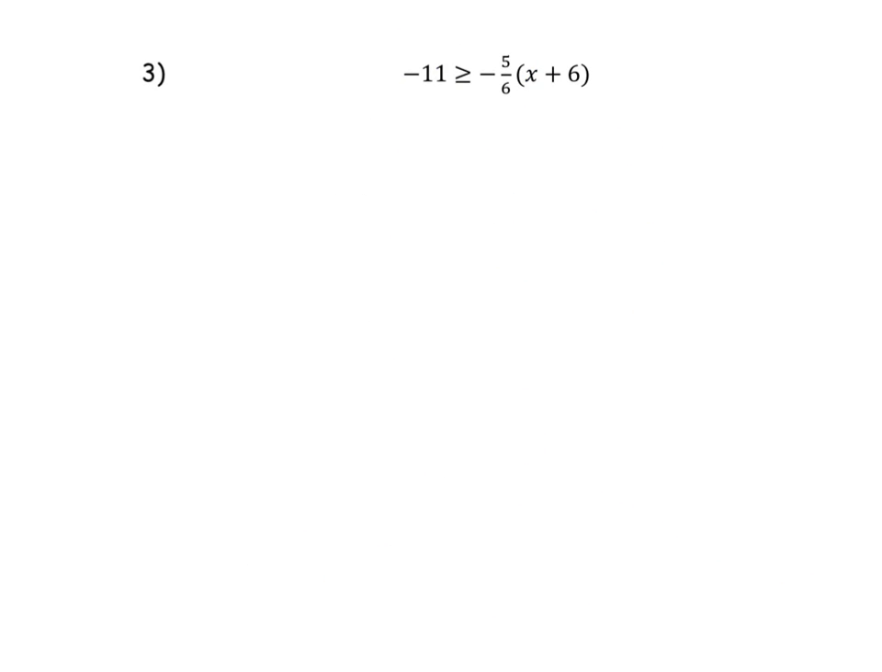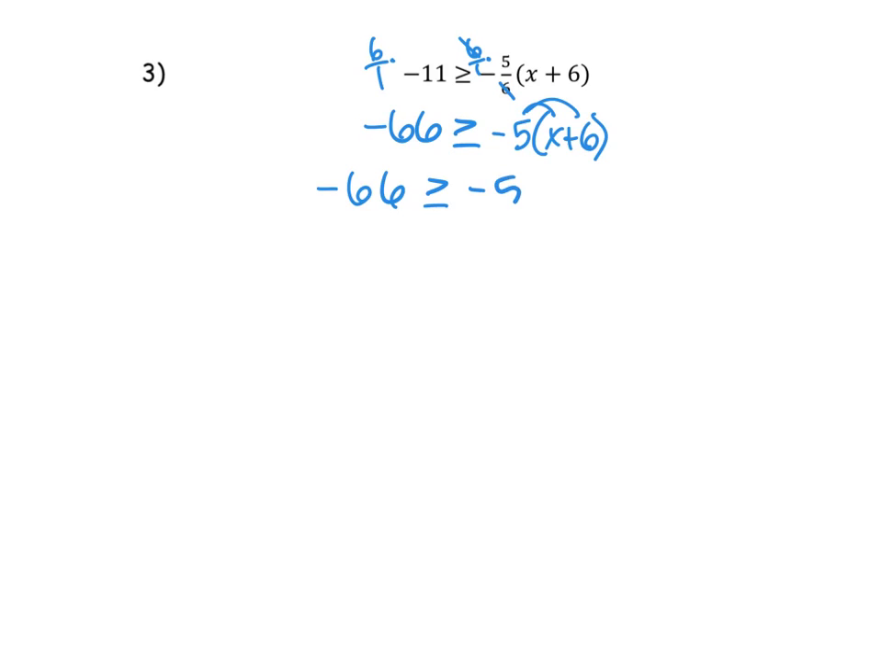On number 3, the first thing I should do is get rid of the denominator. I don't want to deal with fractions. So I'm going to multiply by 6 over 1 here and 6 over 1 here. The 6's will cancel, which I wanted. I wanted the fraction gone. So I have 6 times negative 11, negative 66, is greater than or equal to, this negative 5 is still there, and the x plus 6 is also still there. The negative 5 needs to be distributed. So it's negative 66 is greater than or equal to, now distribute, negative 5x minus 30.